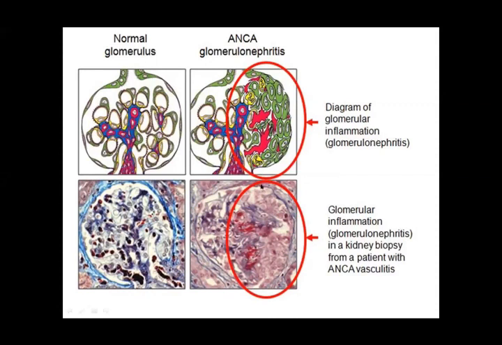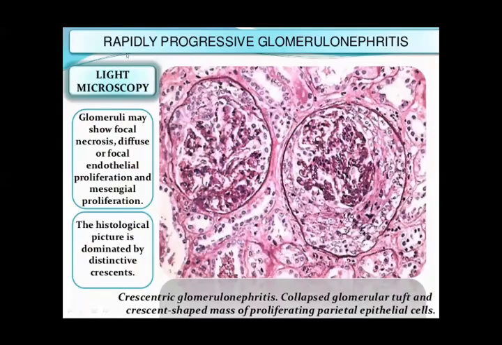This is ANCA vasculitis. No antibody or antigen was detected. So focal necrosis, right? Tiny areas of necrosis may be there. And there is a lot of mesangial proliferation because the mesangium has been irritated by some cytokines. The histological picture is dominated by distinctive crescents.